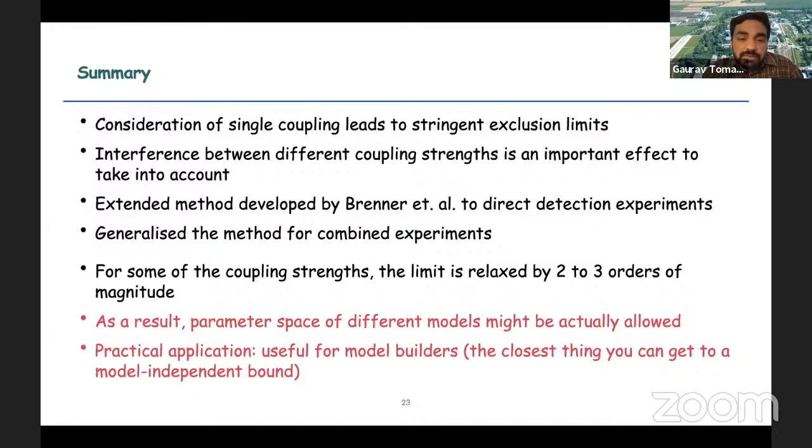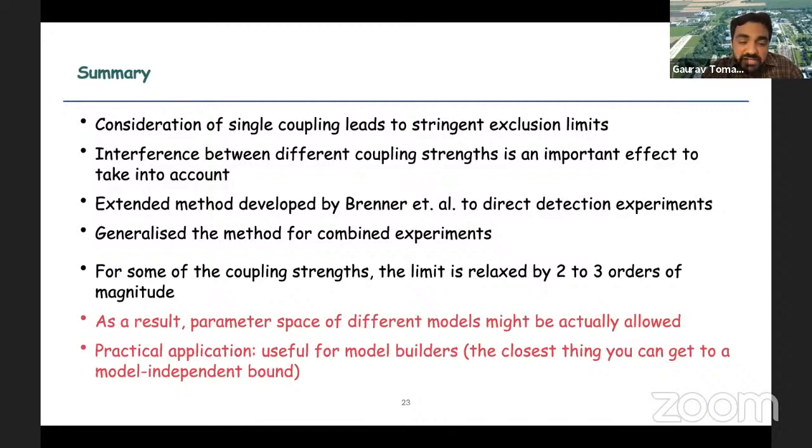And we extended this method developed by Brenner et al. to direct detection experiments. And we generalized it to more than one experiment because of complementarity between different targets, as I have shown you through different kinds of ellipses. And we find that this bound is relaxed by 2 to 3 orders of magnitude, depending upon the interaction.